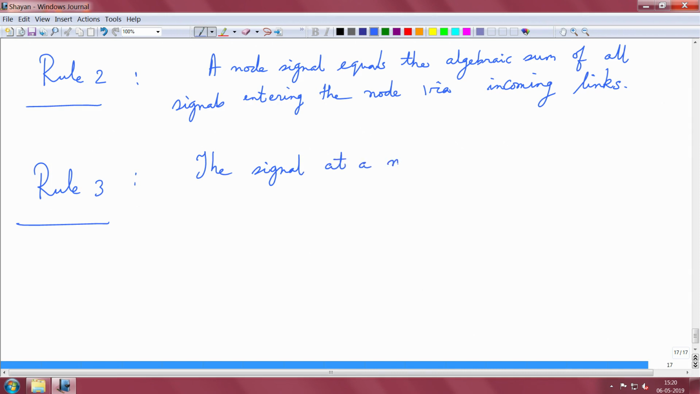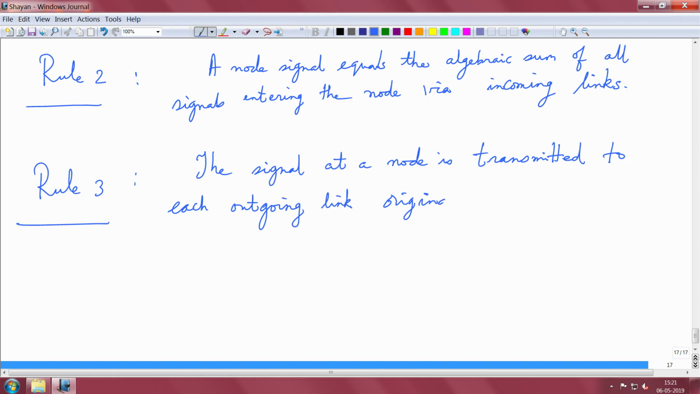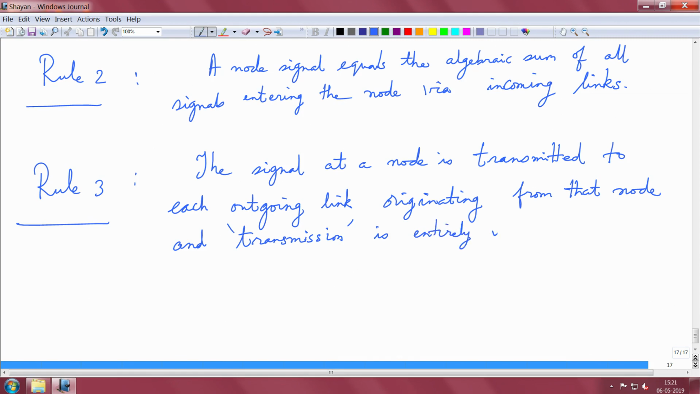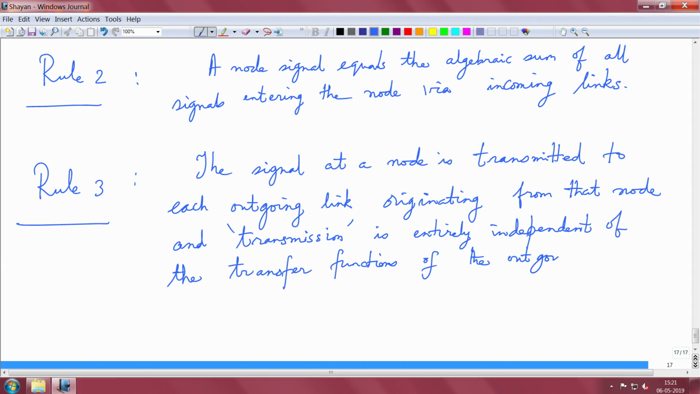We have rule 3. The signal at a node is transmitted to each outgoing link originating from that node, and this transmission is entirely independent of the transfer functions of the outgoing links. This is very important.